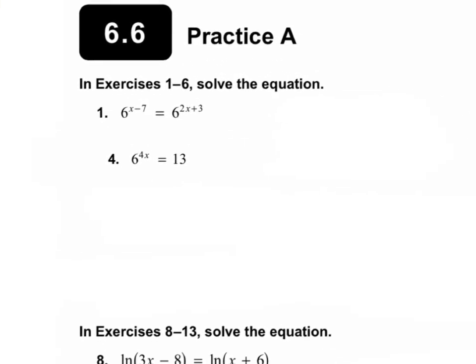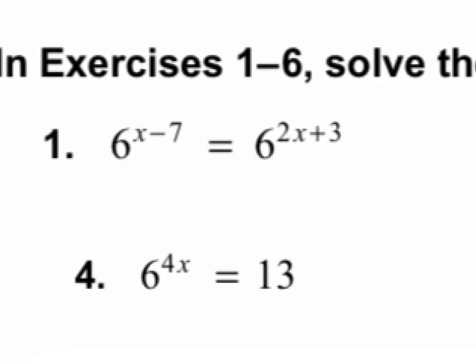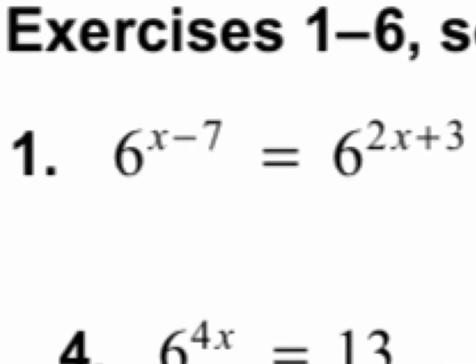All right, 6.6. Number 1. We have to solve the equation. So what should we do to solve this? What do we do first? Even easier than putting log of 6 below both of them. The 6's just cancel out. Since they're the same, we just set the exponents equal to each other. So x minus 7 is equal to 2x plus 3. And we solve for x.